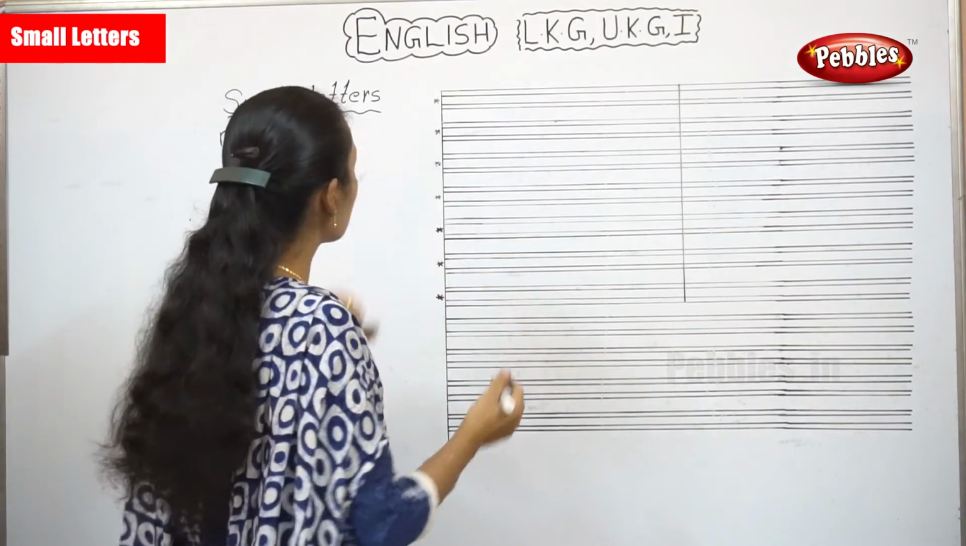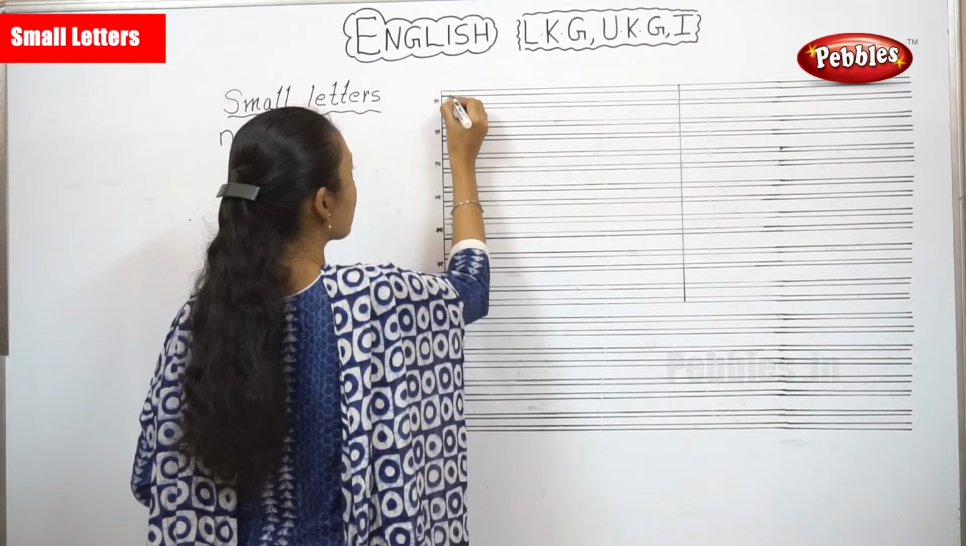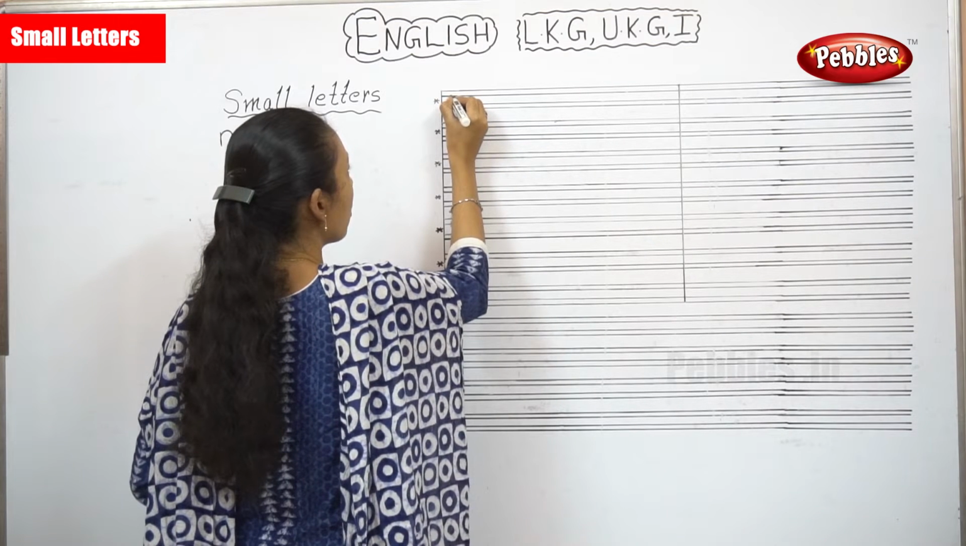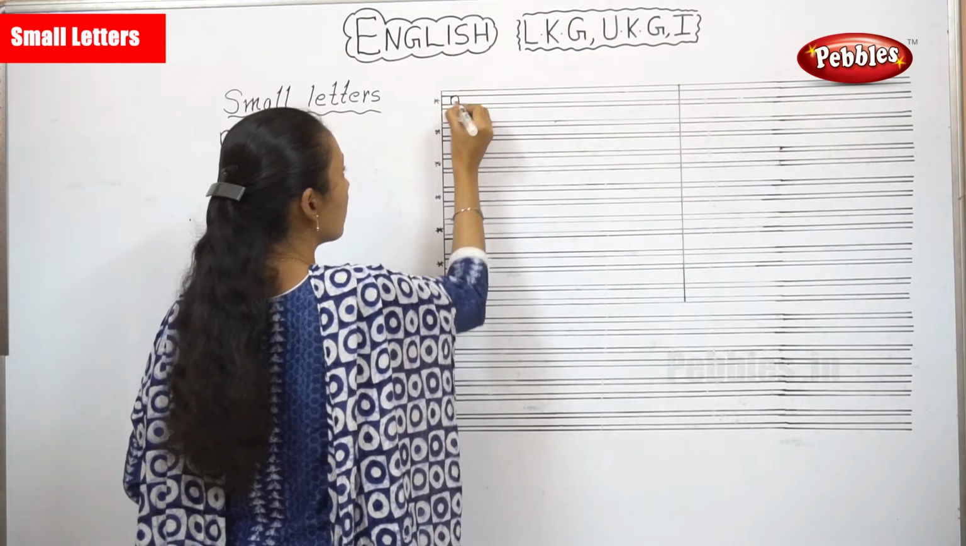Now you will start here. Your small n will be in the two lines. So your straight line and your down curve.